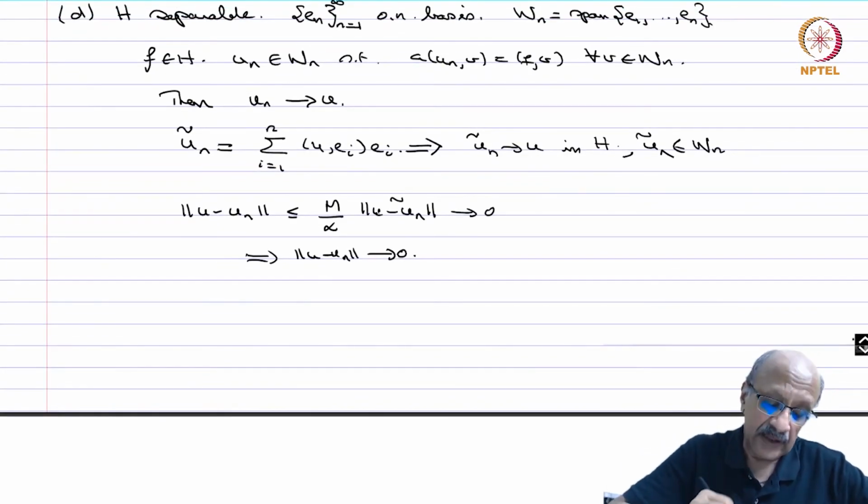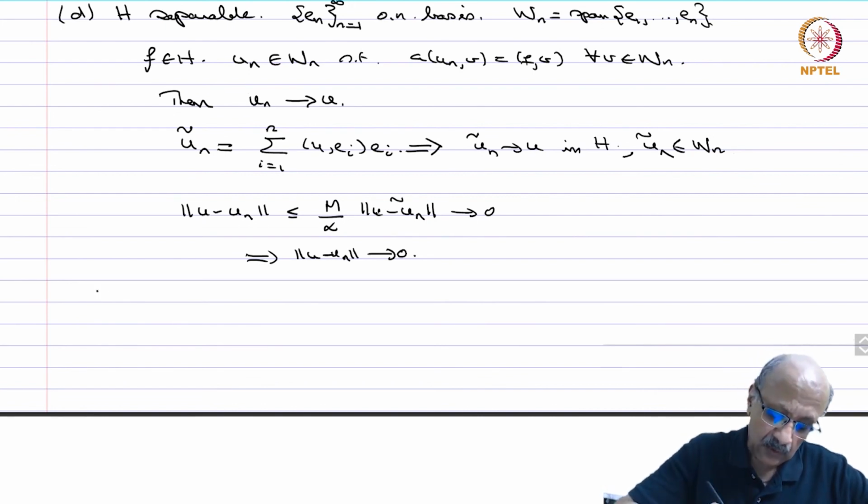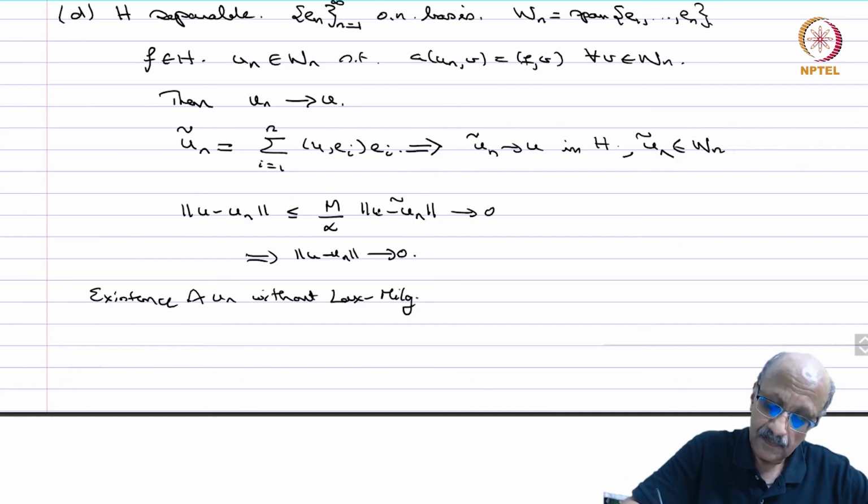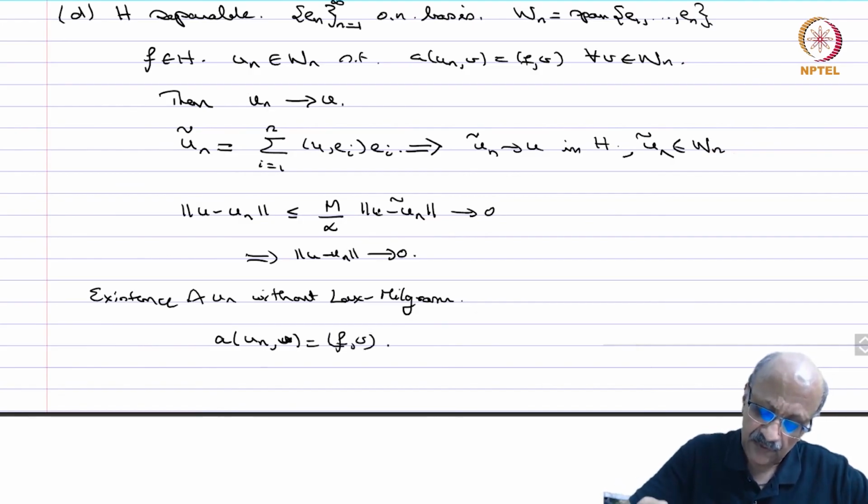In fact, as a remark, we can even prove the Lax-Milgram lemma directly, without using this fact. So we can prove the existence of Un directly, and therefore you can prove the Lax-Milgram lemma also. How? If I want the existence of Un without Lax-Milgram, you want to find Un such that A of Un, V equals F of V. By linearity, it is enough to check it for the basis elements.